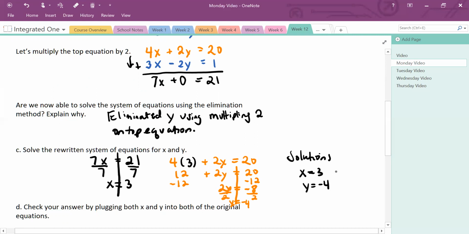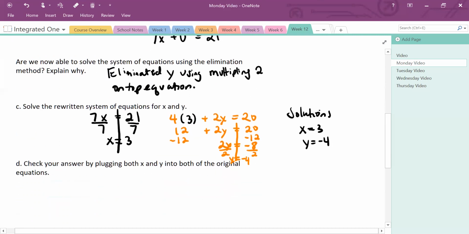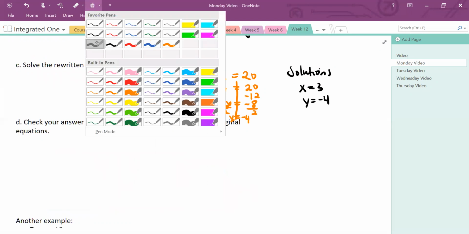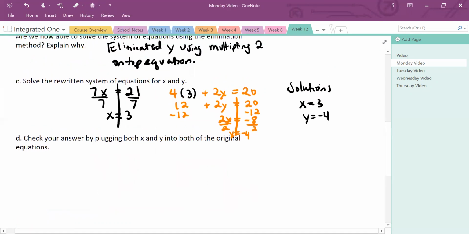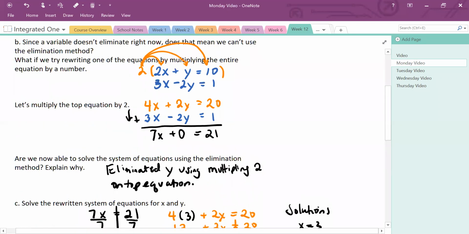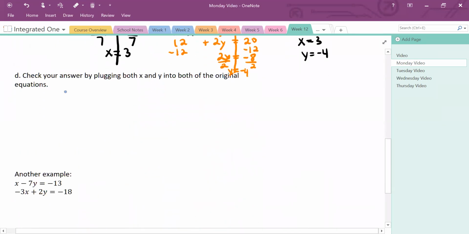But am I sure about that? Let's do some checking. Let's plug in x and y in the original equations and figure that out. The original equation that I had where I had to multiply it by 2 was 2x plus y is equal to 10. Let's see if that works.